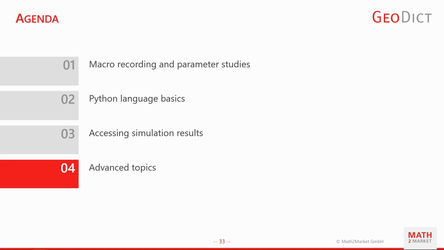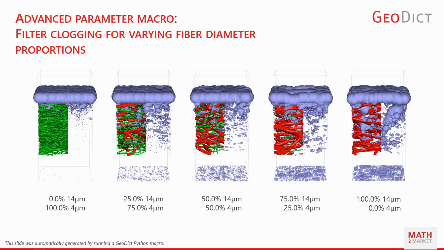After showing you how to access simulation results and save images from Python macros, in the end, I want to briefly touch some advanced topics, and we will start with a nice FilterDict example. GeoDict comes with a simple application user interface to generate PowerPoint reports. This is very useful, for example, if similar parameter studies are done often. Then a Python macro can generate a unified report of the results to analyze them and show them in a nice way.